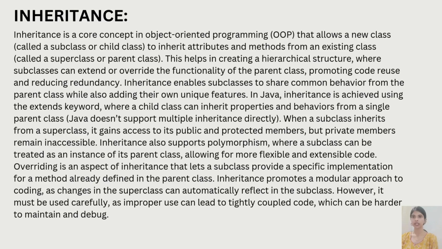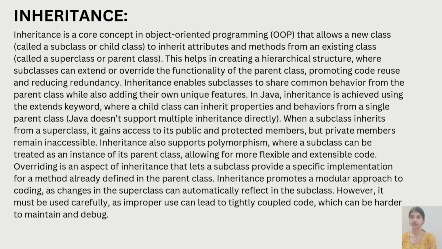In Java, inheritance is achieved using a parent class and the extends keyword, where the child class can inherit properties and behavior from a single parent class. And also Java doesn't support multiple inheritance directly. When a subclass inherits from a superclass, which is called a parent class, it gains access to the public and protected members, but the private members remain inaccessible.